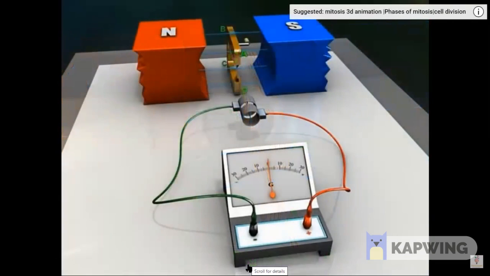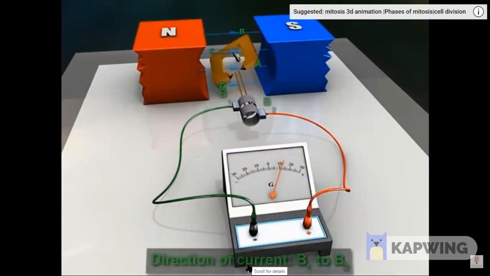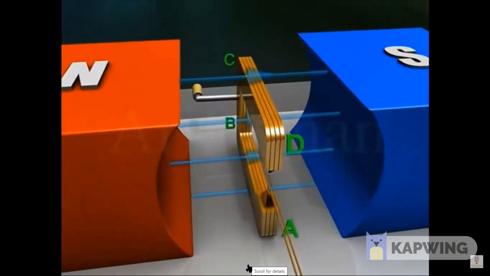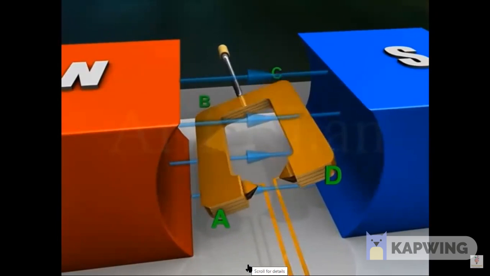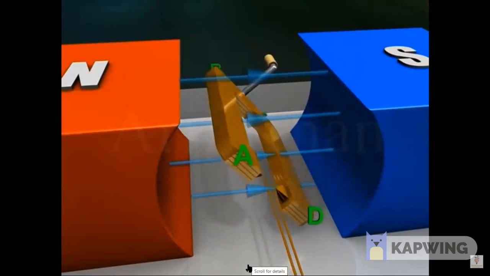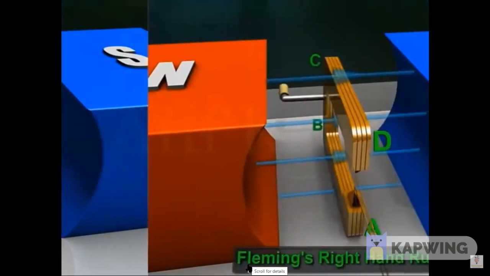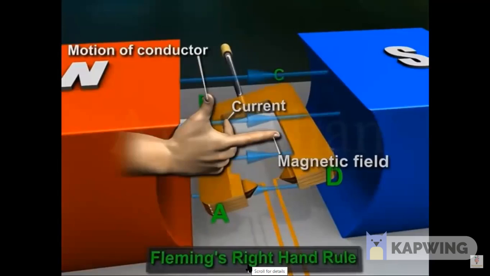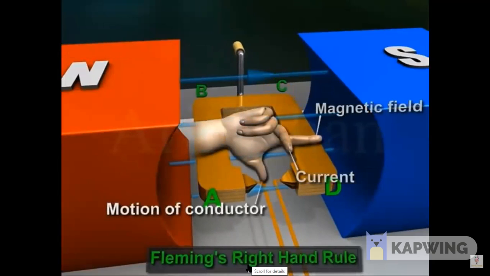Now applying Fleming's right hand rule, you will find out the direction of current. Now the direction of current is from DCBA. DCBA means from B1 to B2. It is very much clear with the animation, from B1 to B2.